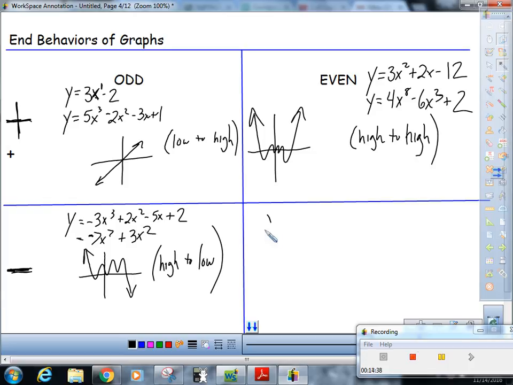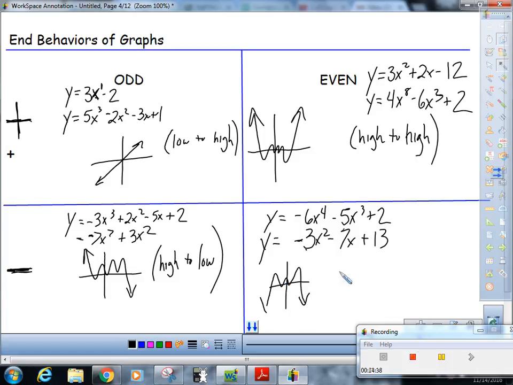And finally, y equals negative 6x to the 4th minus 5x cubed plus 2, or y equals negative 3x squared minus 7x plus 13. These are negative, and they are even. Why are they even? Again, because the highest power exponent is even, and these are going to be start low, end low. So we'll call it low to low. And that is your notes for today. Boom!